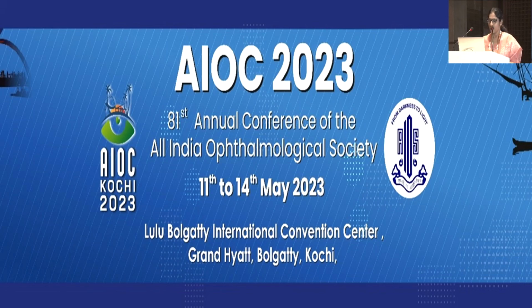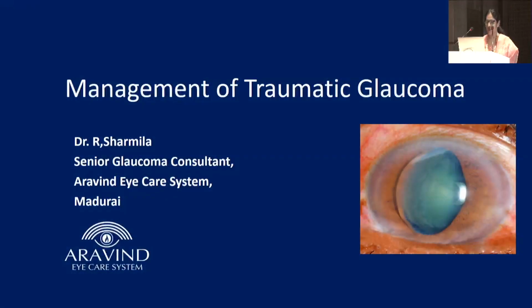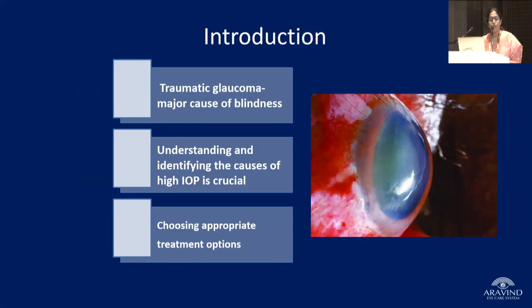So, for the next few minutes, I'm going to be talking about the management of traumatic glaucoma. We all know that traumatic glaucoma is one of the major causes of blindness. It is important to understand and identify the causes for high intraocular pressure because if you understand the causes, it is easier to choose the appropriate treatment options.